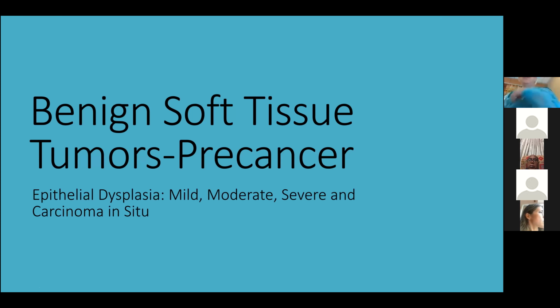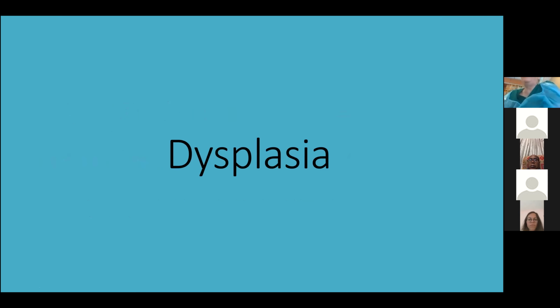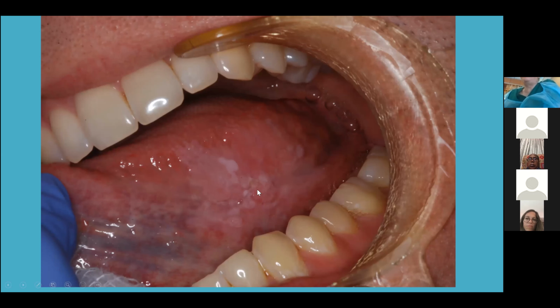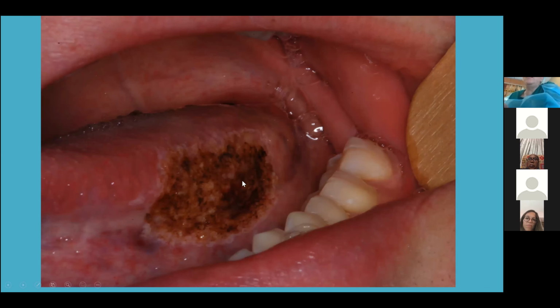Benign soft tissue lesions can be precancerous, such as epithelial dysplasia, mild, moderate, severe, and carcinoma in situ. Dysplasia is commonly seen as an actinic hyperkeratosis in the lower lip from sunlight exposure, and should be biopsied. Here we can see an irregular leukoplakia on the lateral border of the tongue, suspicious and should be biopsied. It came back as a dysplastic lesion, which was then treated with laser.